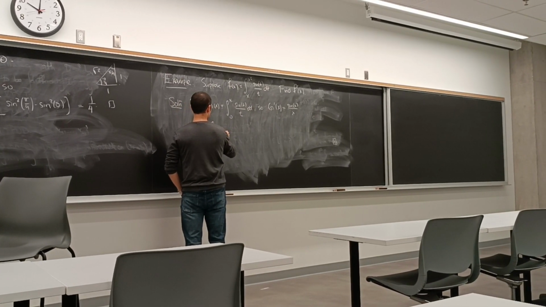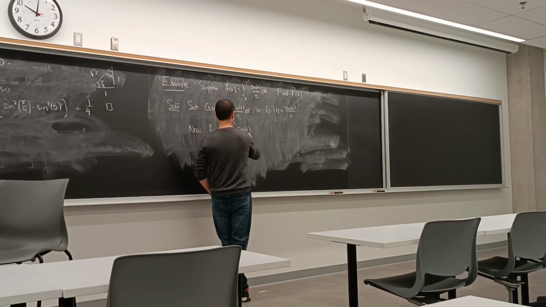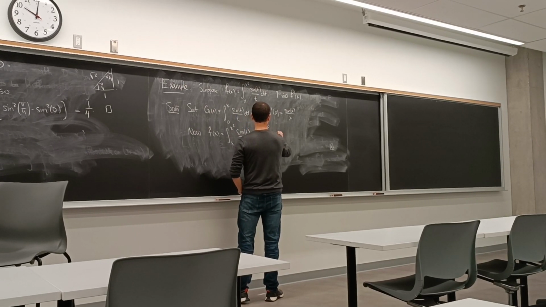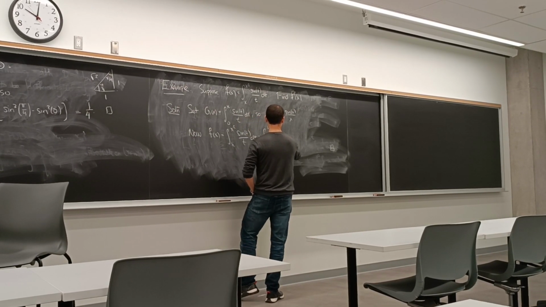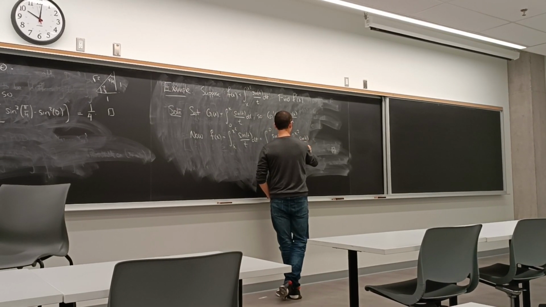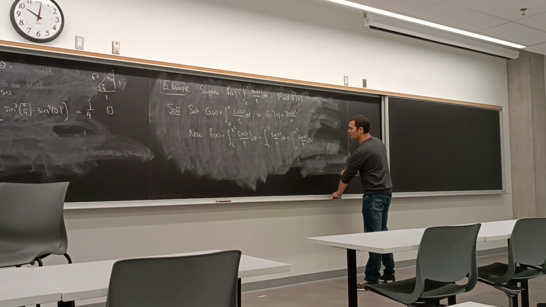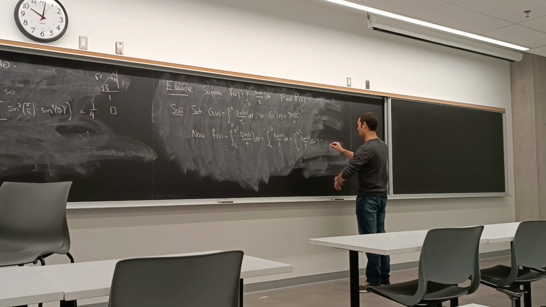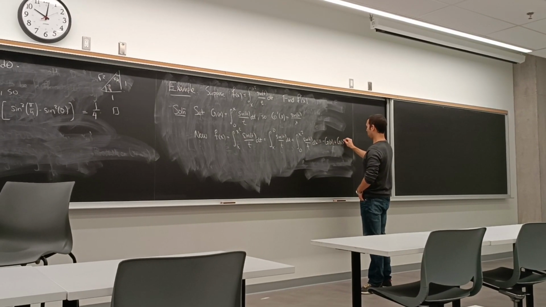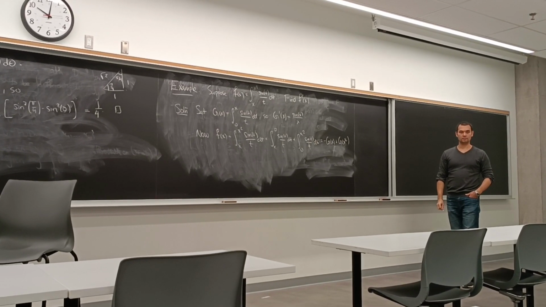So f of x is the integral from x to x squared of sine t over t dt. That's the integral from x to 0 plus the integral from 0 to x squared. Right? And that's going to be equal to negative g of x plus g of x squared. Right? Everyone agrees?